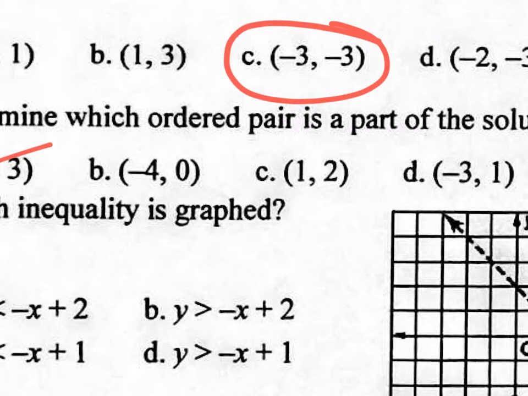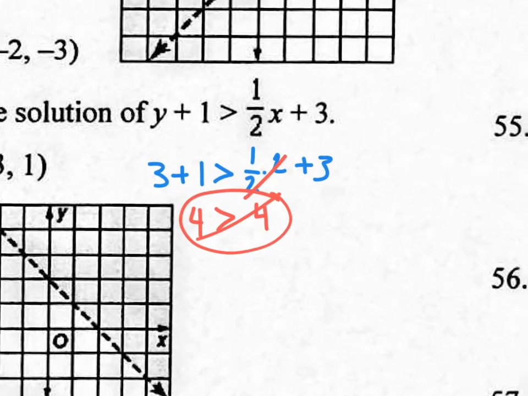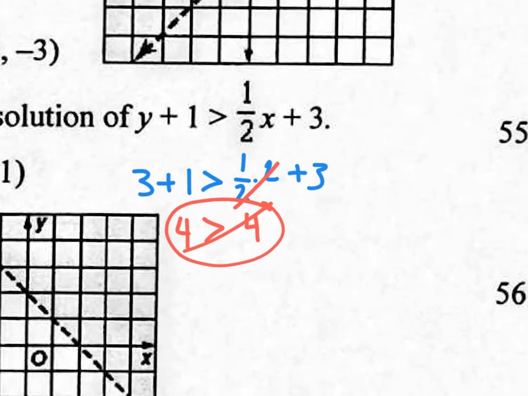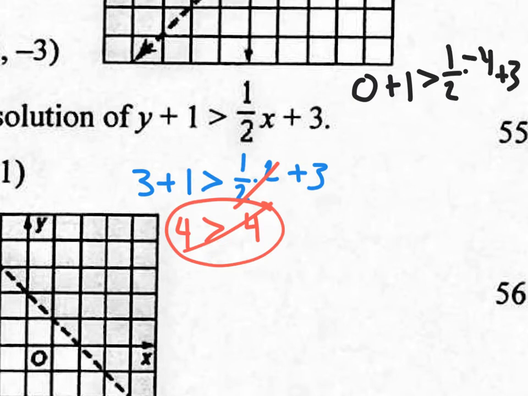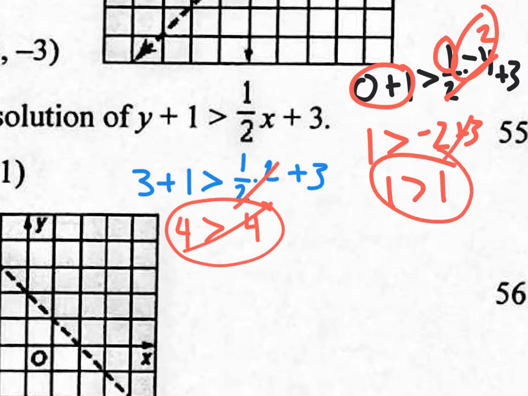Let's go for B, (-4, 0). So plugging in -4 for x, 0 for y, this would read 0 plus 1 is greater than 1/2 times -4 plus 3. If we simplify this, 0 plus 1 is 1. 1 is greater than, the 4 cancels with the 2, but there's a negative sign with the 2 left over up there. So that's really 1 times -2. That's -2 plus 3. And 1 is not going to be greater than 1. So again, it did not work.